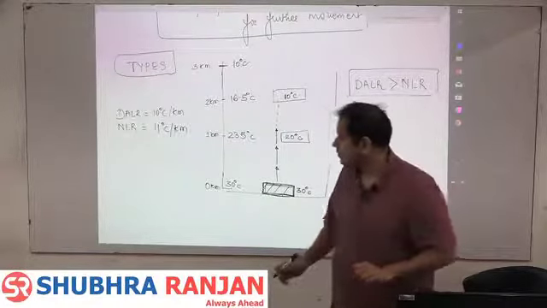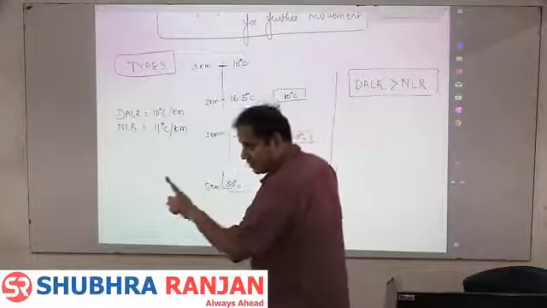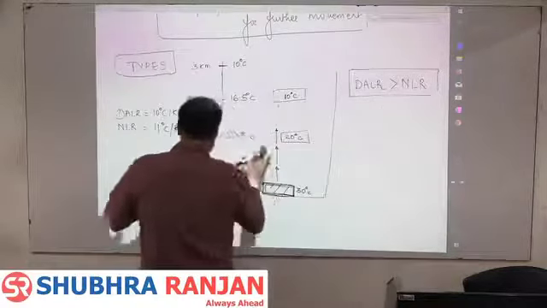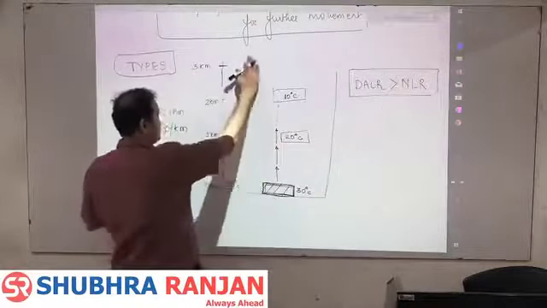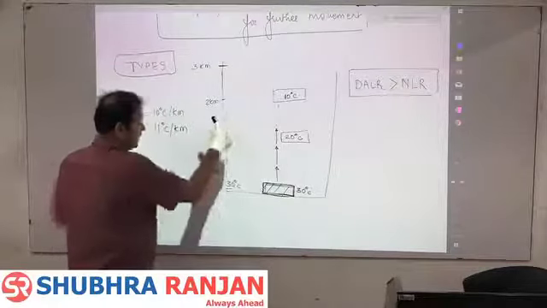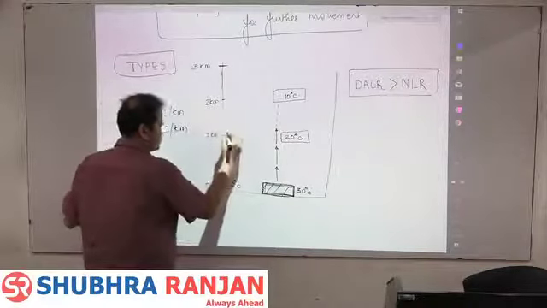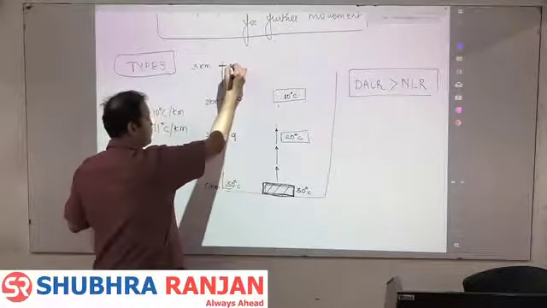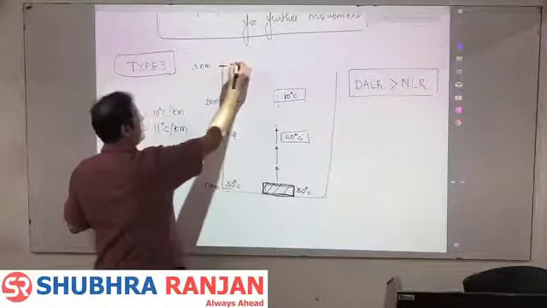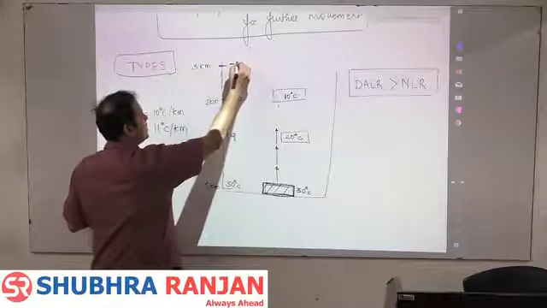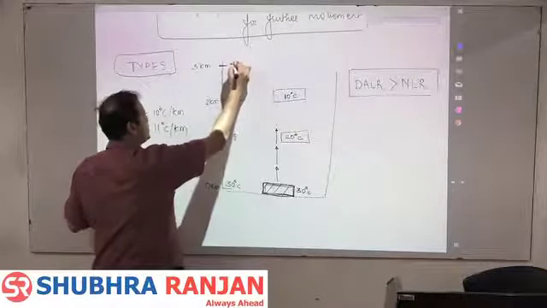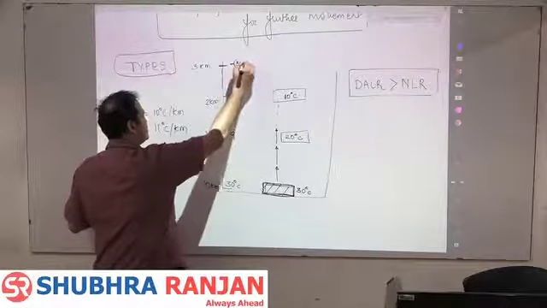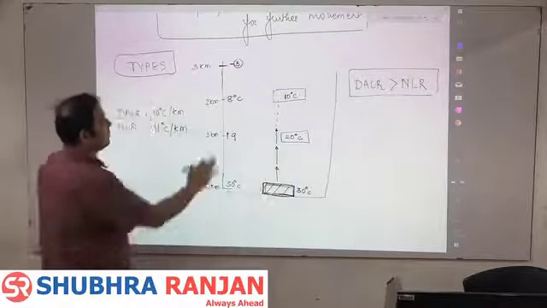Fine. Now it is 11 degrees Celsius per kilometer. So what is the temperature of normal lapse rate? 30 के बाद 19, इसके बाद 8, उसके बाद minus 3 degrees Celsius. Yes.